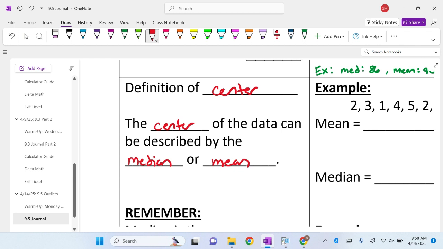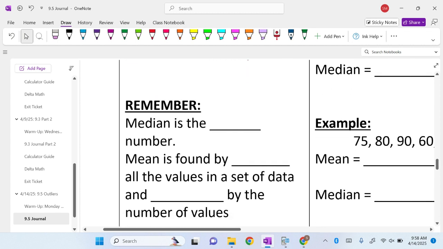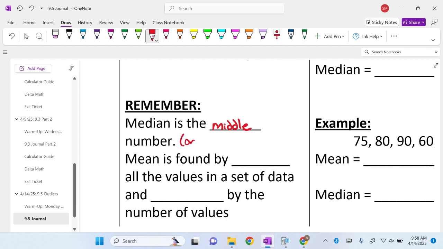Now, just to recap, your median is your what of your data? It's the middle. So it's the middle number, which means if you were given the data and had to do it by hand, you'd first have to put it in order from least to greatest.